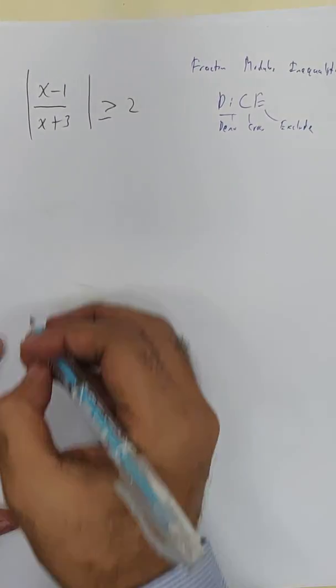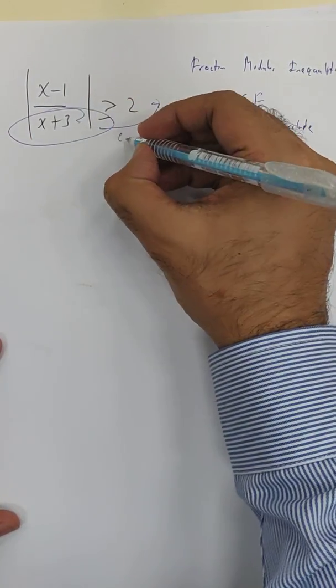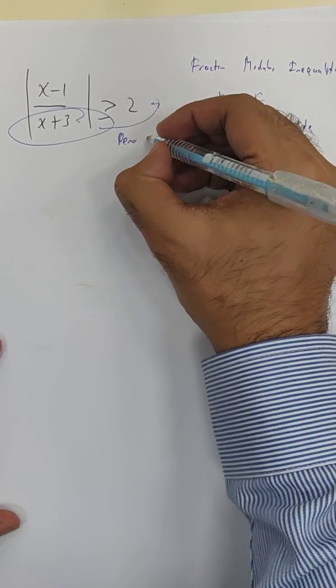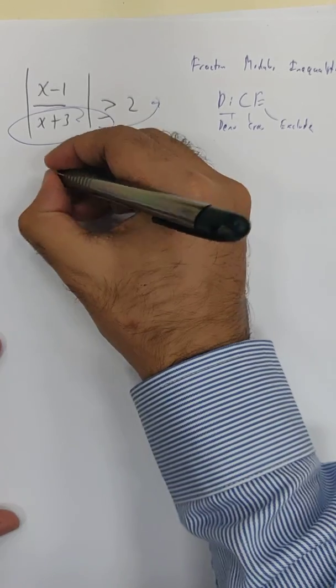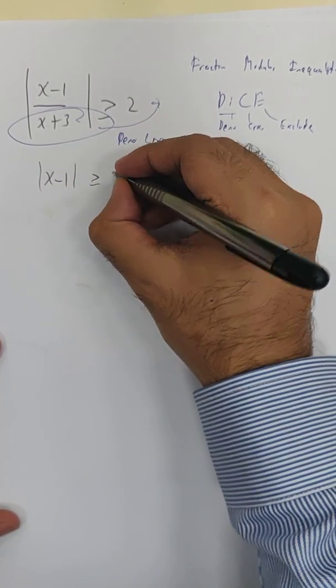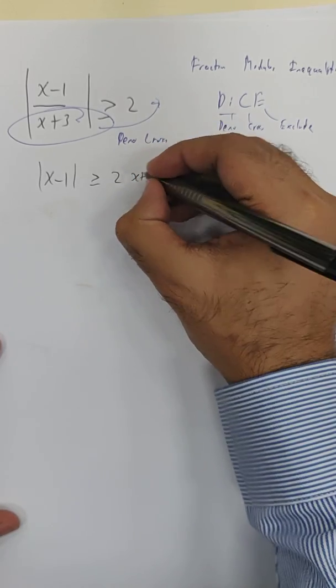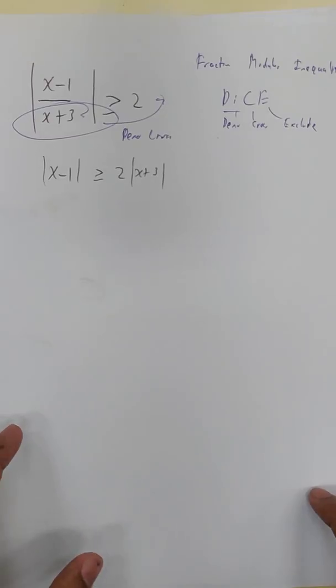Okay, firstly, how do we solve this question? Use the DICE. So the denominator, what do we do? We cross it. So you should get |x minus 1| more equals to |2x plus 3|. What's my next step?